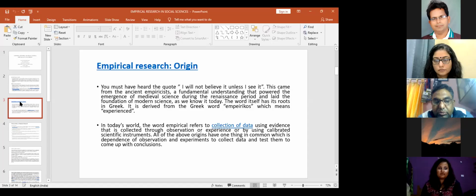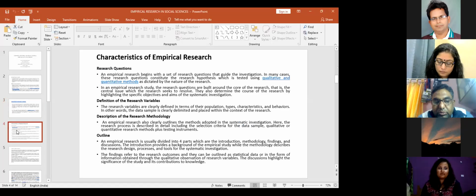In today's world, the word empirical refers to the collection of data using evidence that is collected through observation or experience or by using calibrated scientific instruments. All of the above origins have one thing in common, which is dependence on observation and experiments to collect data and test them to come up with conclusions.